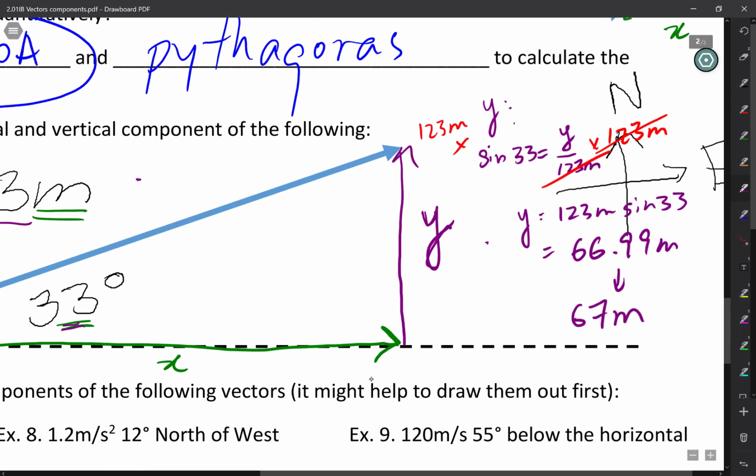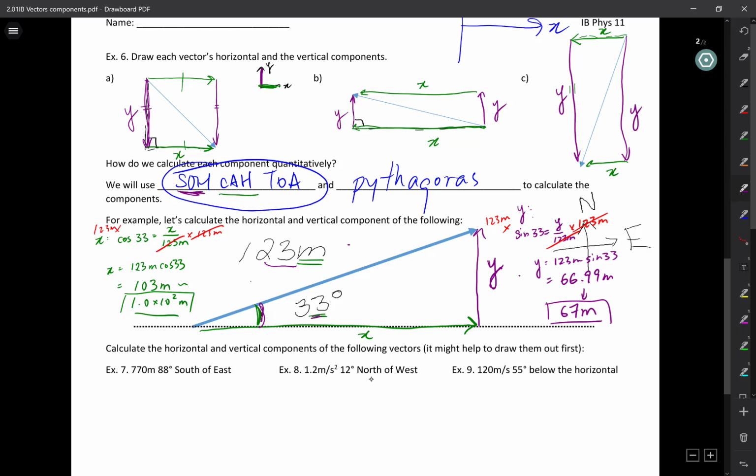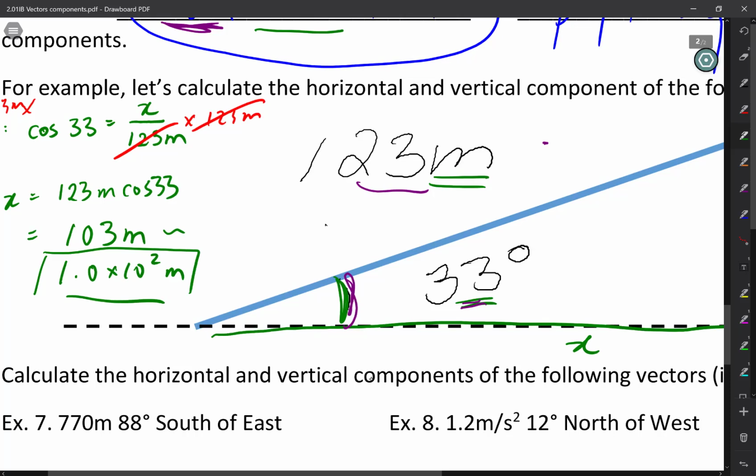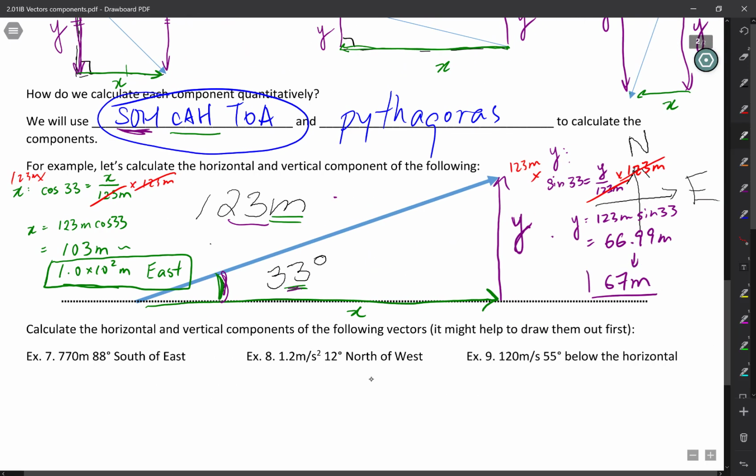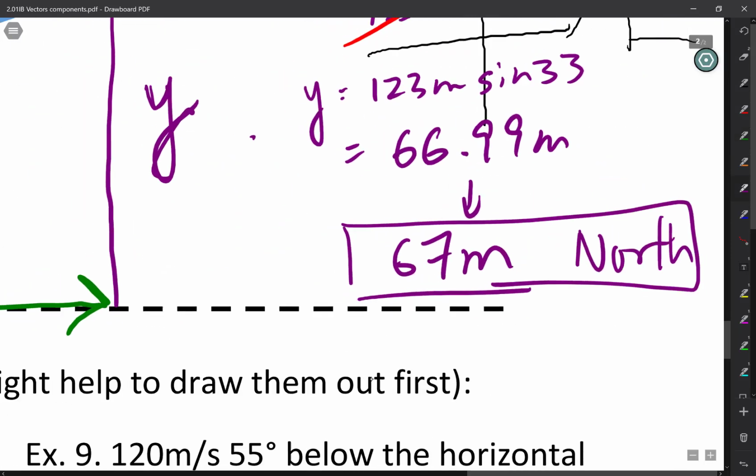And this is totally going to round to 67 meters. Oh yes, and one other thing that you have to be very careful of: even though you're breaking things down into their components, all vectors have direction. So I will have to write the direction of all of these components, starting from the 103 meters. This is 103 meters going east. So I have to include this in my response. Vectors have both magnitude and direction, which means you have to include the direction for all of them. This is 67 meters north.